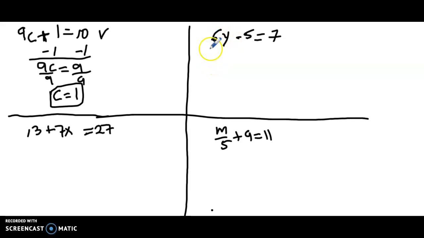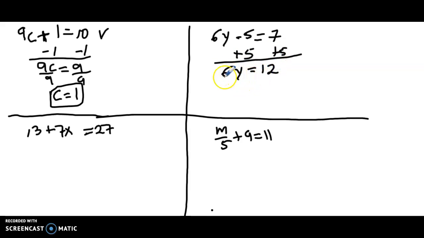Here's my variable. I have this with it, the factor, and the subtraction, minus 5. This is the side I need to concentrate on. Subtraction needs to go first, and then the multiplication. So getting rid of subtraction, I will have to add the same number on both sides of the equal sign. Cleaning that up, I'm getting 6y equals 12.